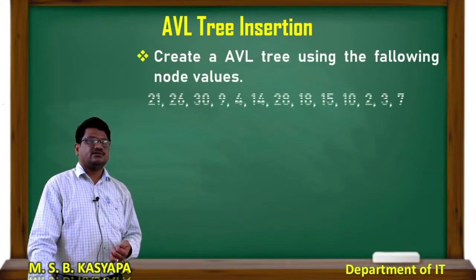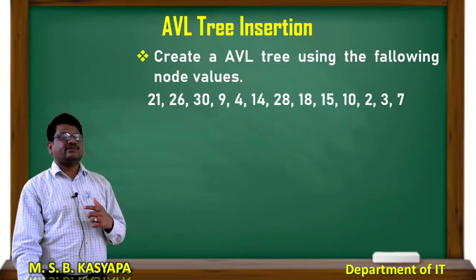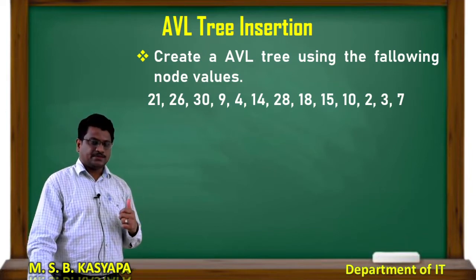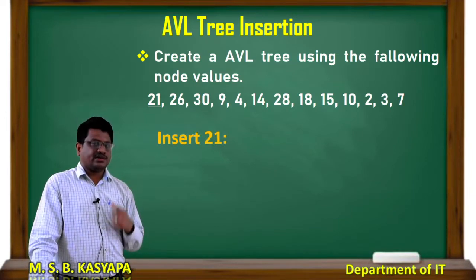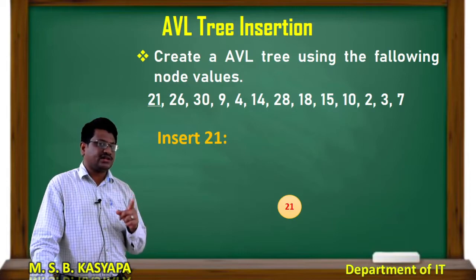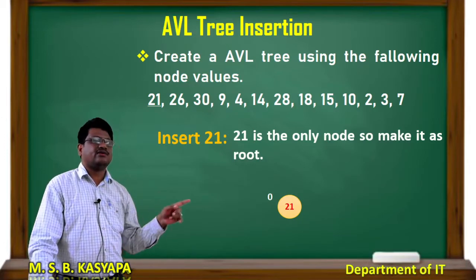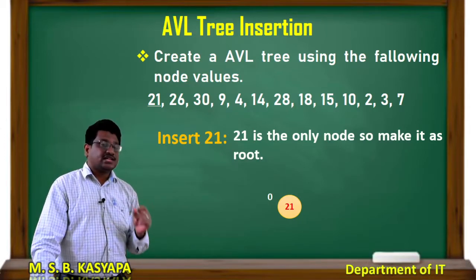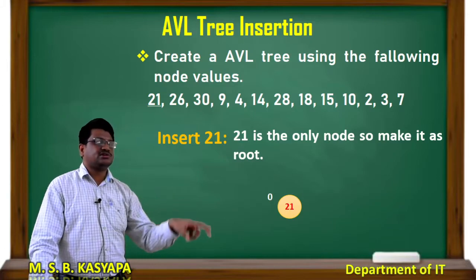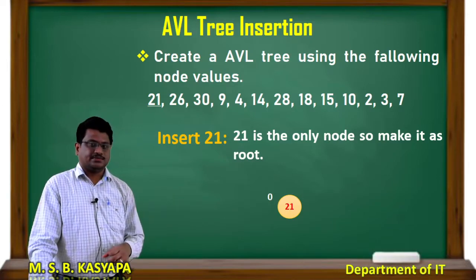Okay. Now I want to create an AVL tree with these values. First, 21. According to the binary search tree, first I will create a node. If it is the only node available, then I will make it the root node. Okay, it is the root node. After that, I calculate the balance factor. Now the balance factor is 0 because there is no left element and no right element.